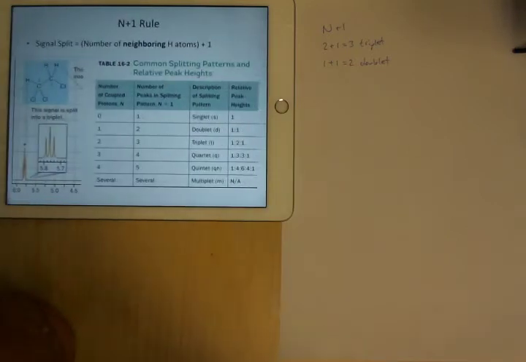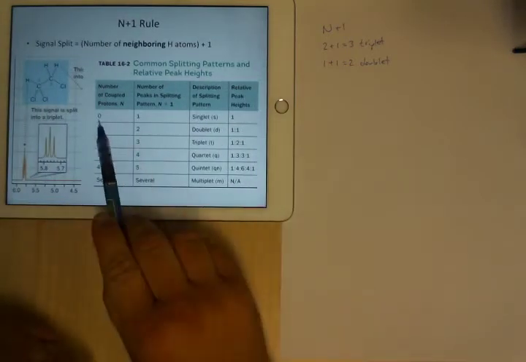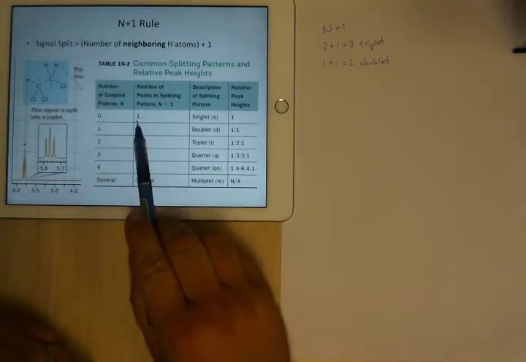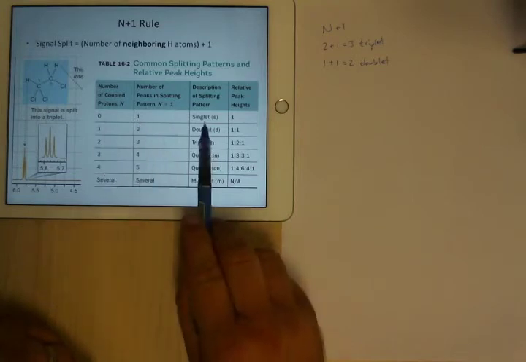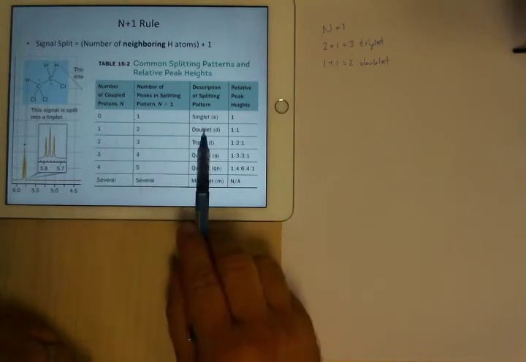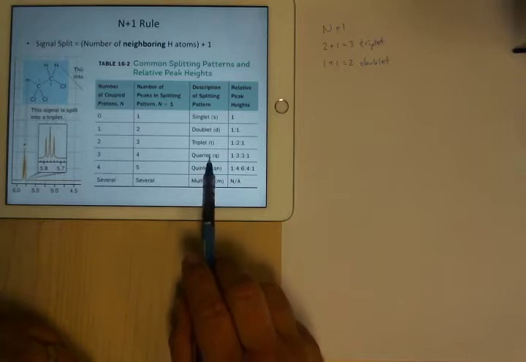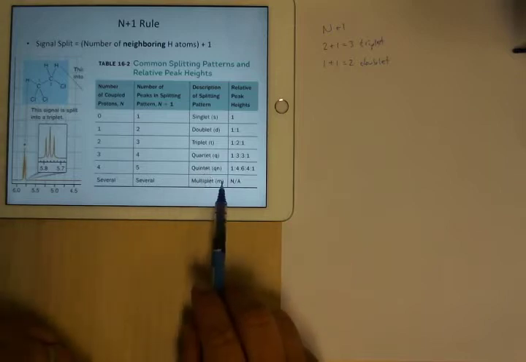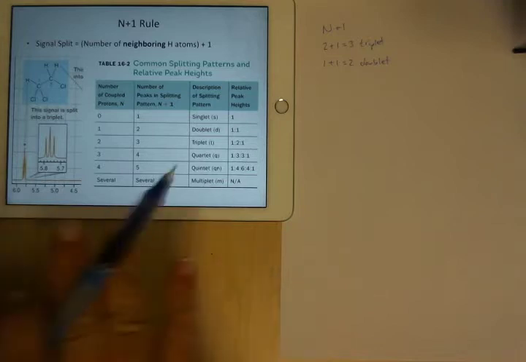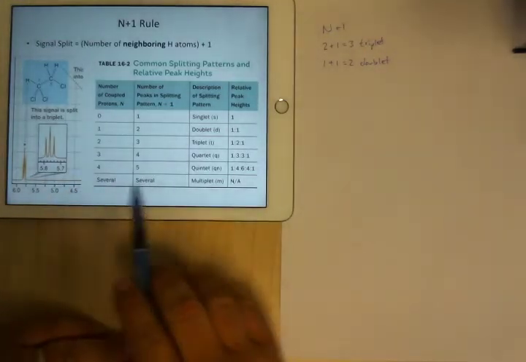So if you have no hydrogens next door, 0 plus 1 is going to give you 1. We call that a singlet. Then 1 neighbor gives a doublet, and then triplet, quartet, quintet. Now multiplet means we just don't know, or it's a mess. It's a whole bunch of things on top of each other.